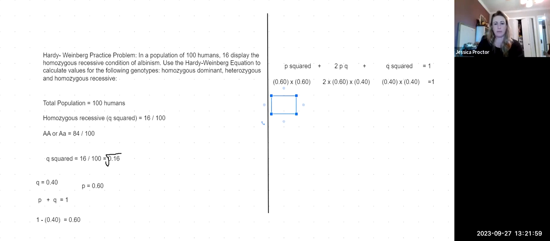Beautiful, Joseph. 0.36. And that's representing the homozygous dominant genotype. So if we wanted to turn that into a percentage, piece of cake, all you have to do is move that decimal 2 places to the right. That becomes 36%.